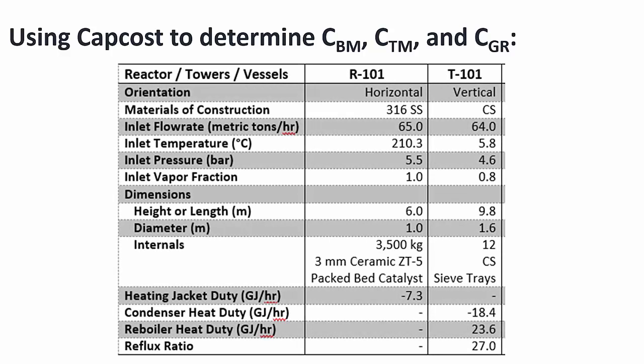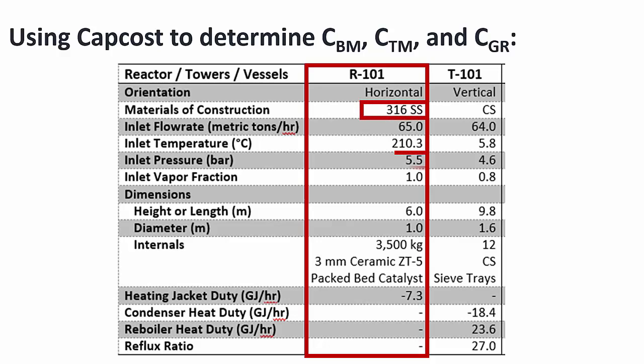So this is part of my equipment summary table. I will just do a few examples. You would do this for your entire process. So I will cost the reactor first. And so the reactor is made of stainless steel. It is a horizontal vessel. It's not a CSTR. It has an inlet pressure of 5.5 bar. That's 4.5 bar gauge because CapCost likes pressure in terms of bar gauge. The height is 6, diameter is 1 meter.